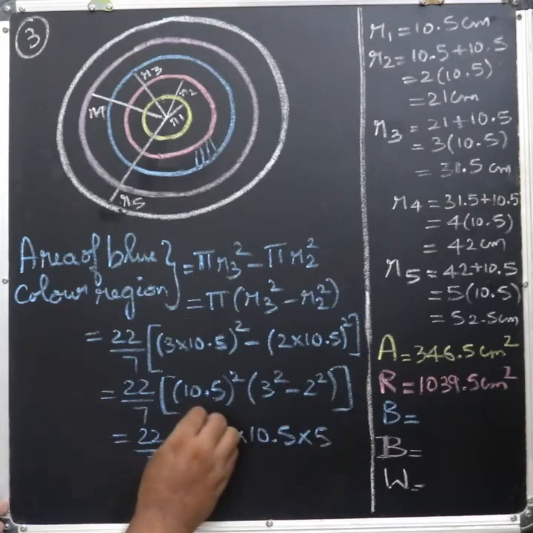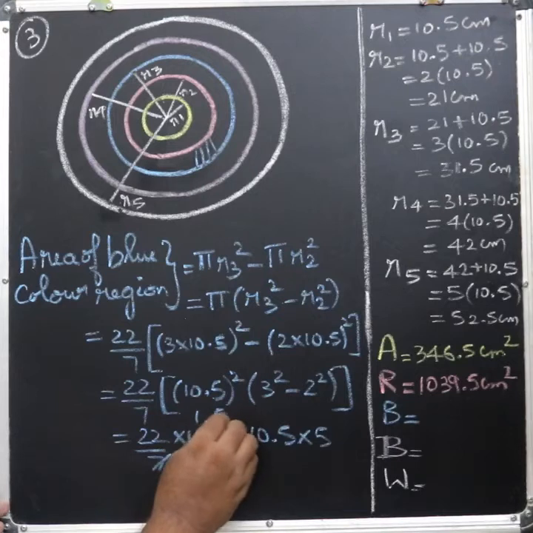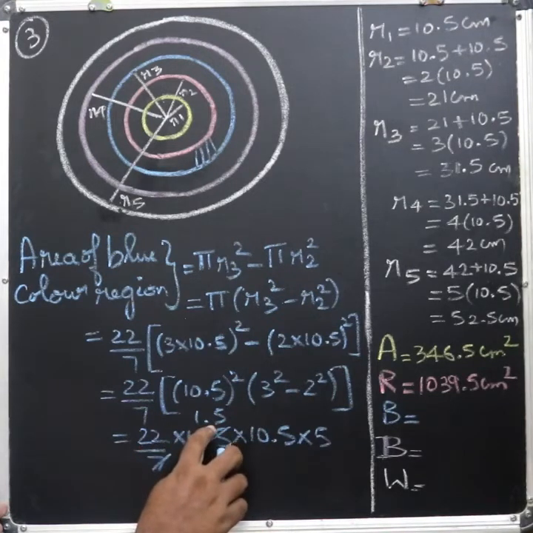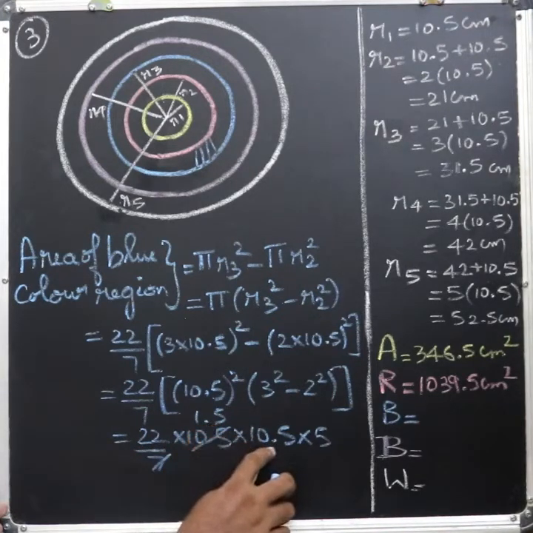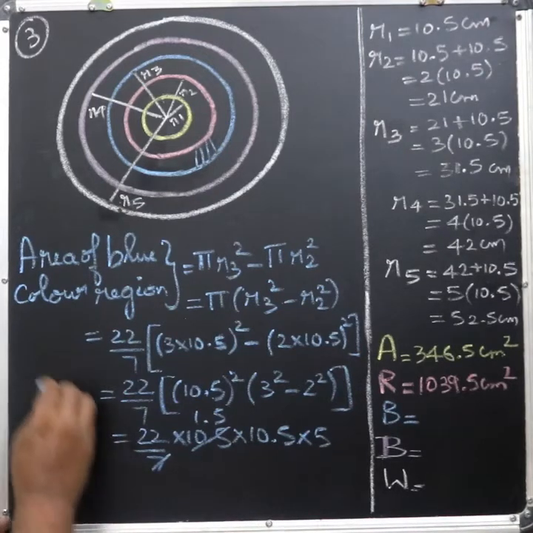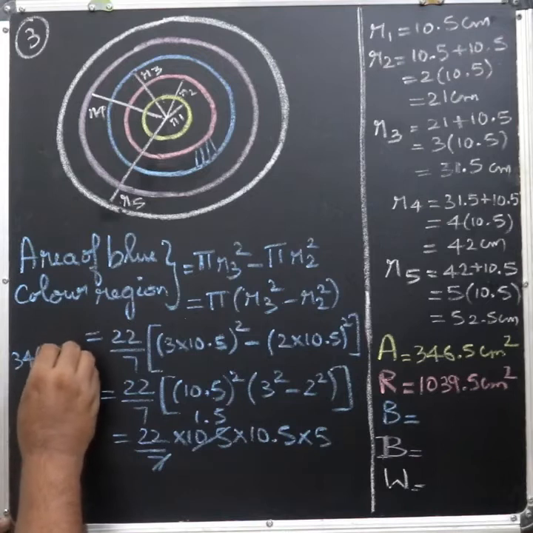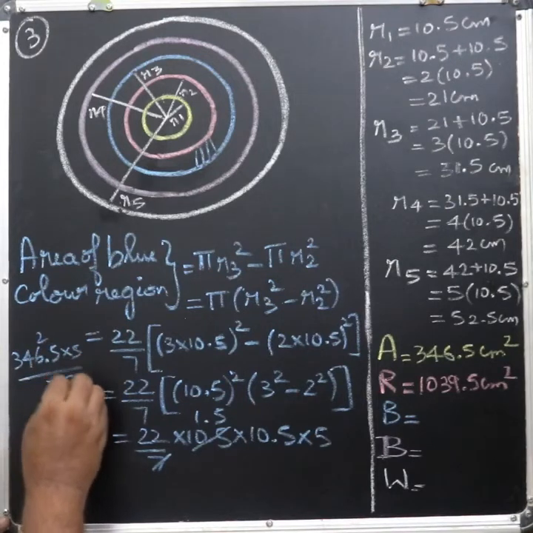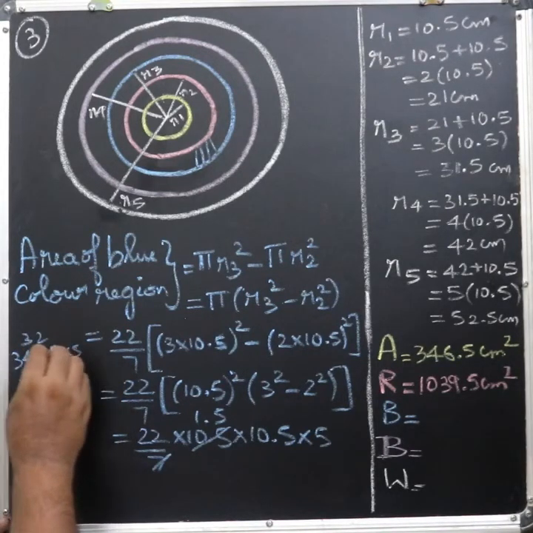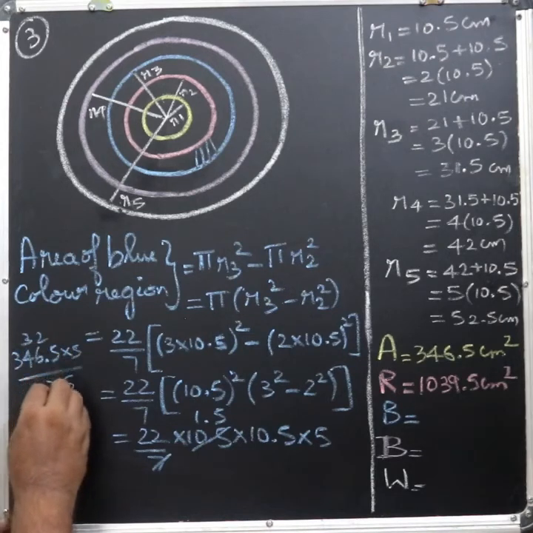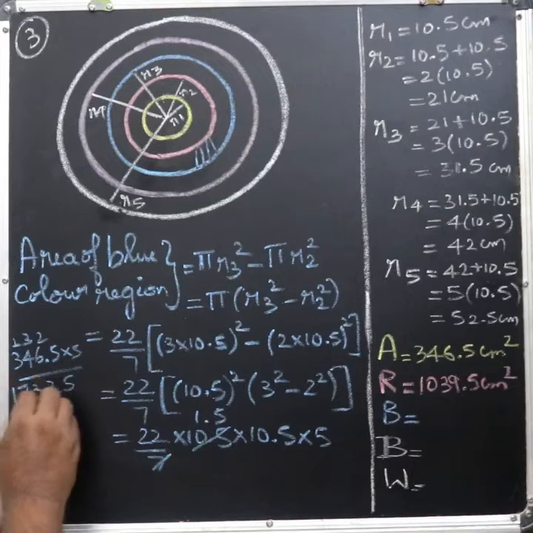When you cancel, this is going to be 1.5 times. Already 22 into 1.5 is 33, into 10.5 is 346.5. So we are going to multiply 346.5 by 5. 5 5s are 25, carry 2, 6 5s are 30, plus 2 is 32, carry 3, 4 5s are 20, 20 plus 3 is 23, carry 2, 3 5s are 15, plus 2 is 17.